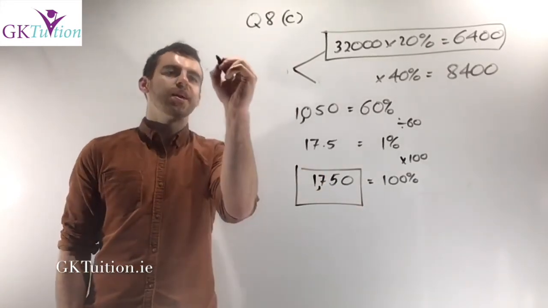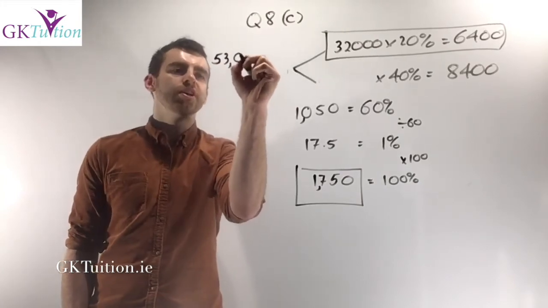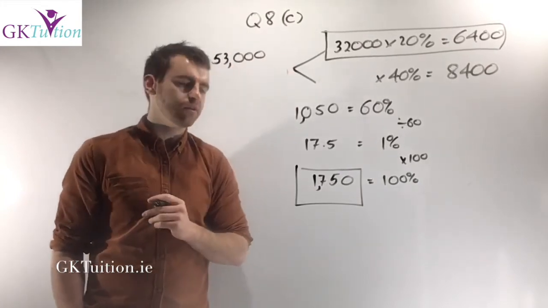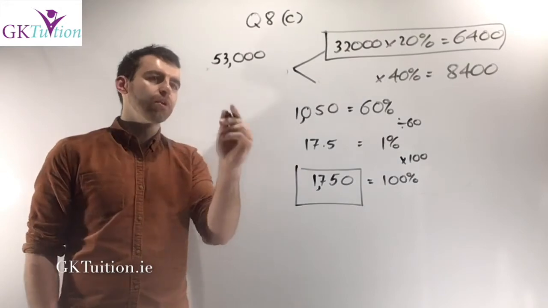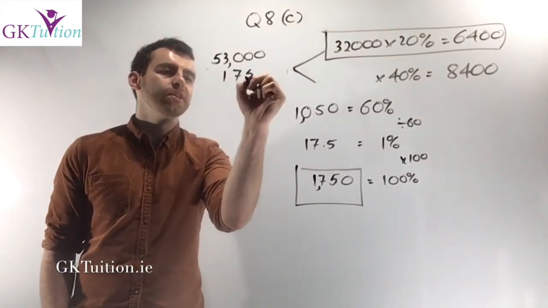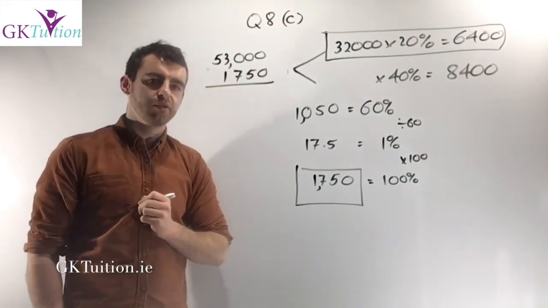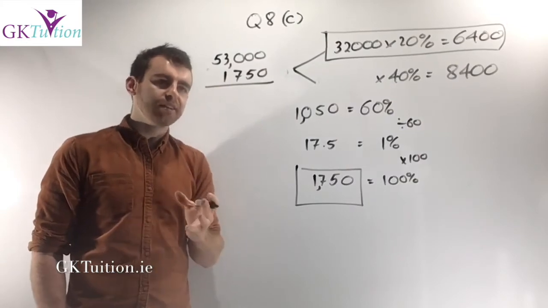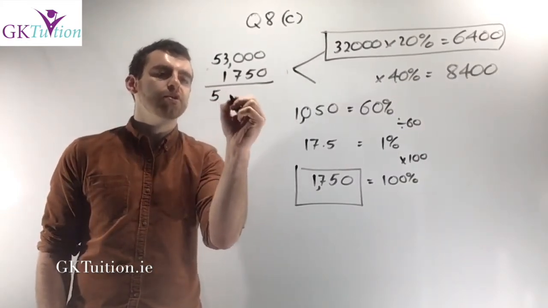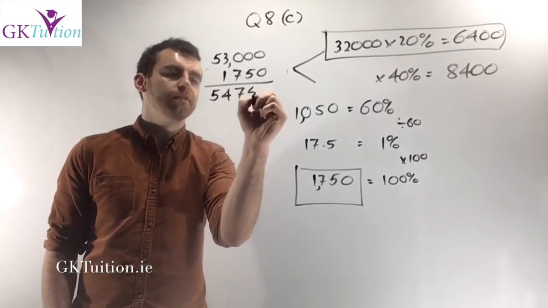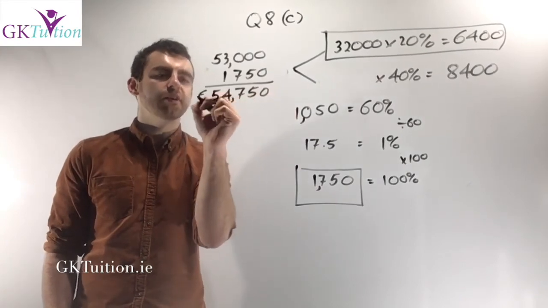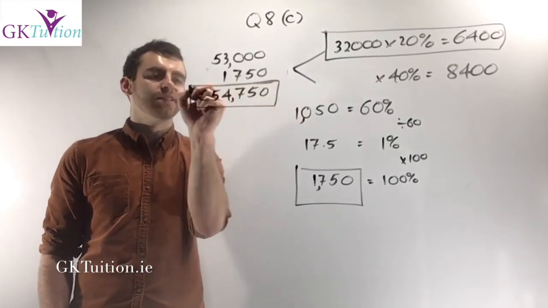We were told at the start of this question his original gross income was 53,000 euro. But I'm just after working out that his gross income has increased by 1,750 euro. If I add these two together, I work out his new gross income must be 54,750 euro. And that's your answer for part C.